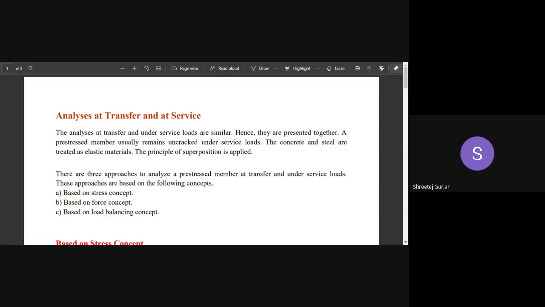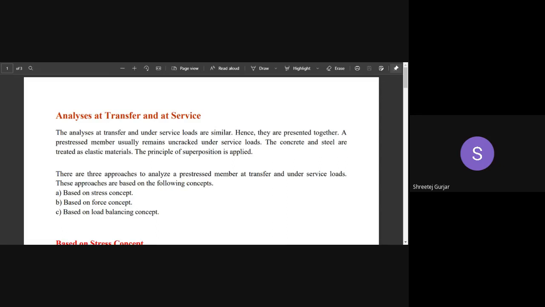Okay. So first concept or your first approach is based on stress concept, and the second concept is your force concept, and the third one is your load balancing concept. Okay, so these three concepts we will be using, and we will be learning how to use these three concepts and analyze our pre-stressed member at transfer and at service.